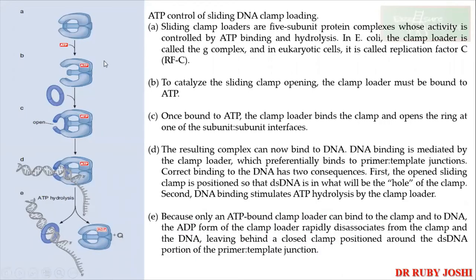Okay, this is a very good structure. Again, this figure has been taken from the Watson only. So look at over here. So you have got the sliding clamp loader over here. It's a 5 subunit protein. Now, of course, in the eukaryote cell, it is known as replication factor C or RFC. Same thing, okay? Now, you need to keep this clamp open. To open this clamp, you need ATP. And you can see where the ATP binding is happening. So, ATP is there.